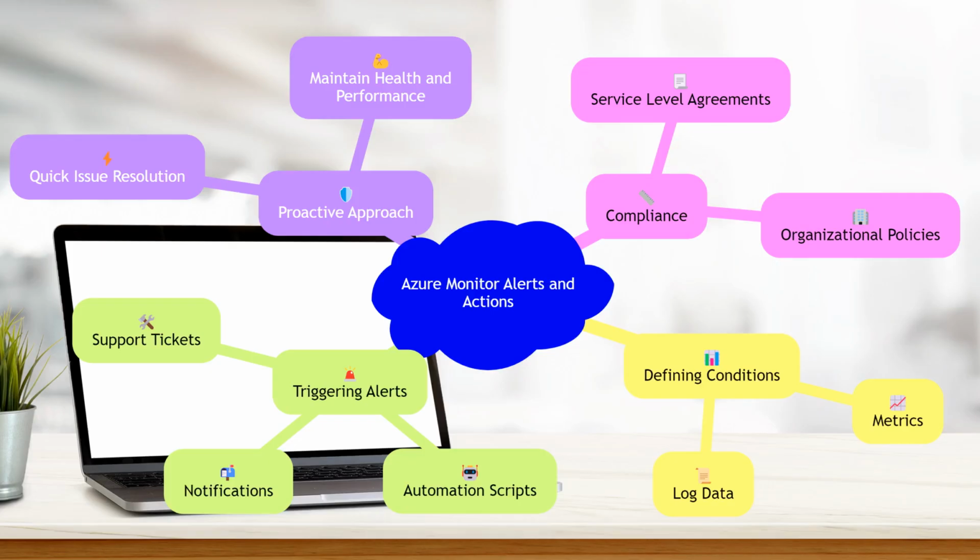Setting up alerts and actions in Azure Monitor involves defining conditions that trigger alerts based on specific metrics or log data. When an alert is triggered, you can configure actions such as sending notifications, running automation scripts, or creating support tickets. This proactive approach helps you address issues quickly and maintain the health and performance of your Azure environment. By setting up alerts and actions, you can ensure that your resources remain compliant with organizational policies and service-level agreements.